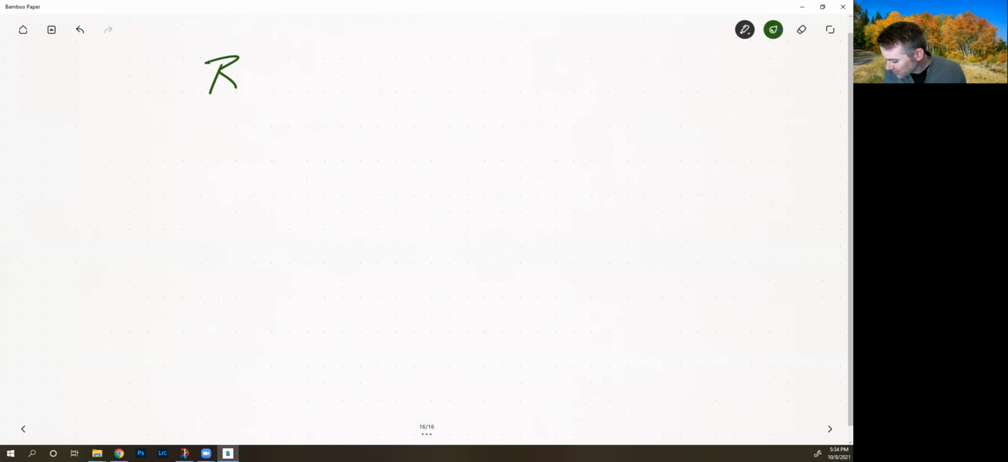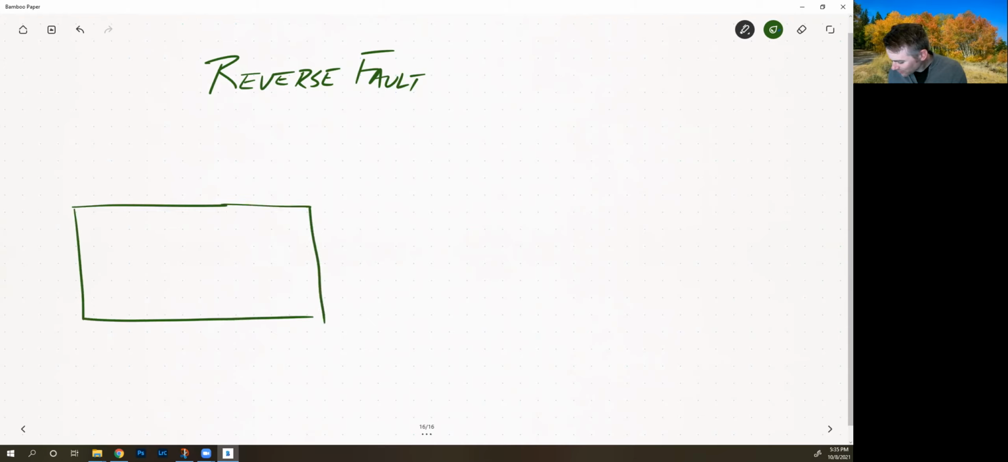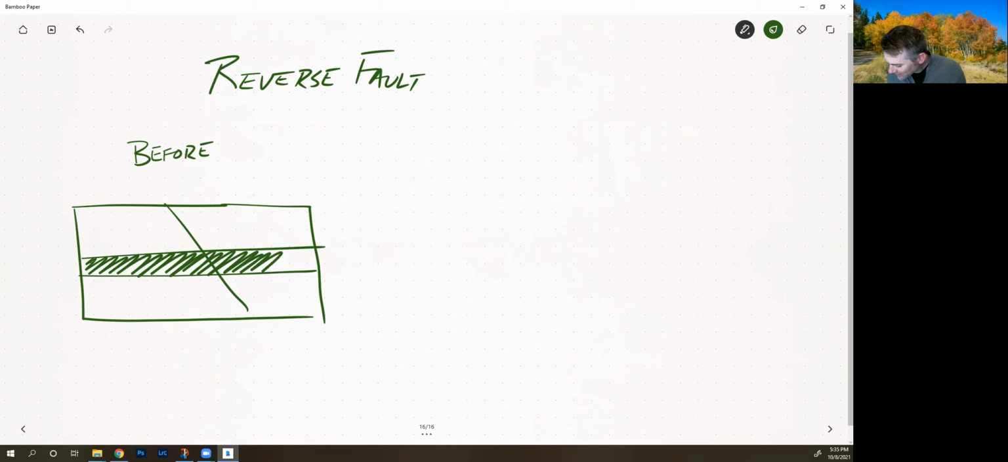So we'll call this one a reverse fault. All right, so here's our reverse fault. And I guess this one's going to be kind of green. So here's our before. I know what I want to do. I want to show you one other thing too. So here's our pretend rocks. We'll make it so it's kind of the same as before. Here's our tree. Here's our person.